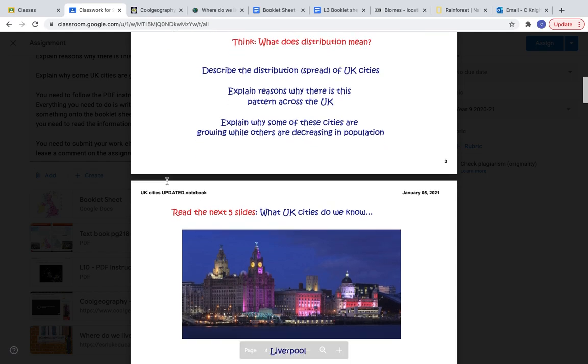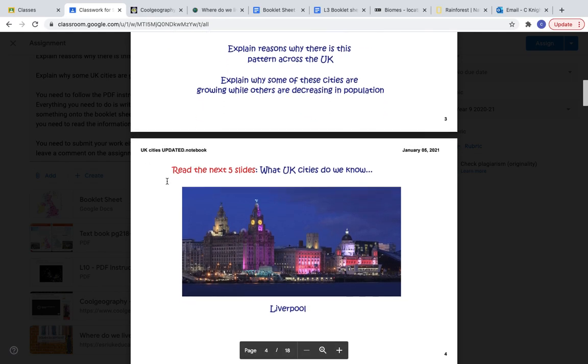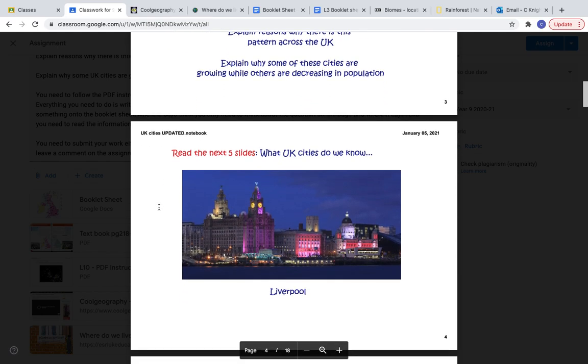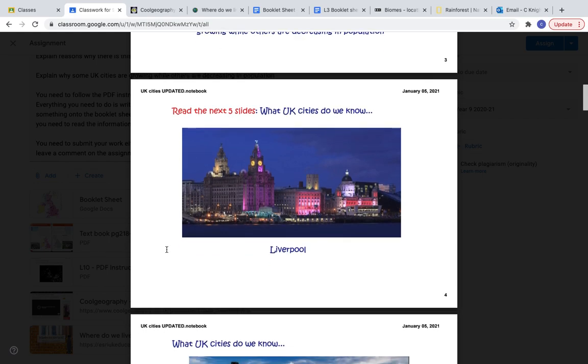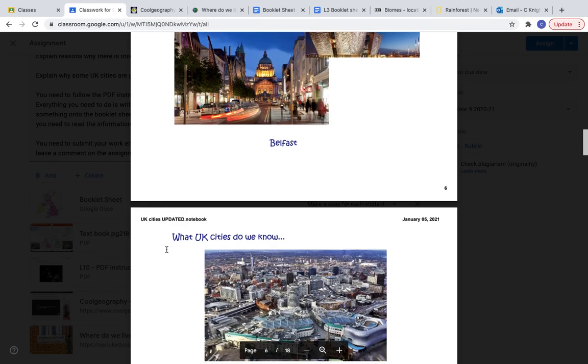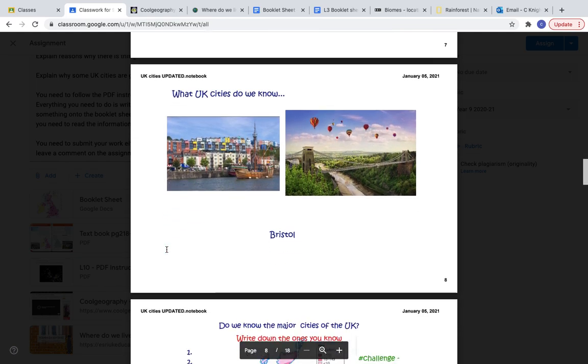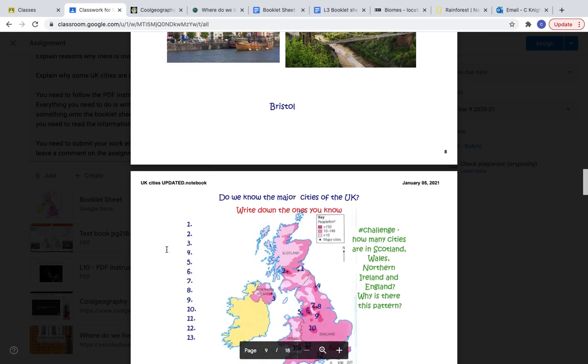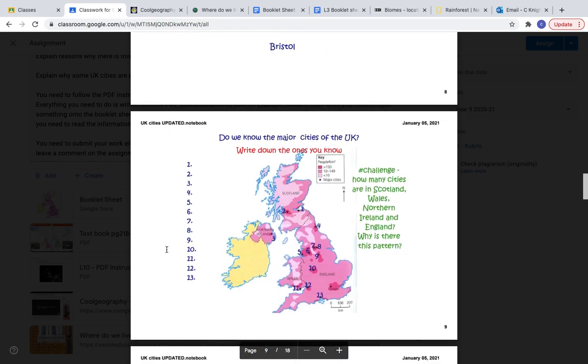And then we're going to move on to looking at a few UK cities that we might already know. There's some images to go with this to help you out. So for this one, this is Liverpool, for example. And just have a look at all of these that I'm scrolling through now. So once you've had a little look at those, we'd like you to write down as many of the UK major cities that you know.